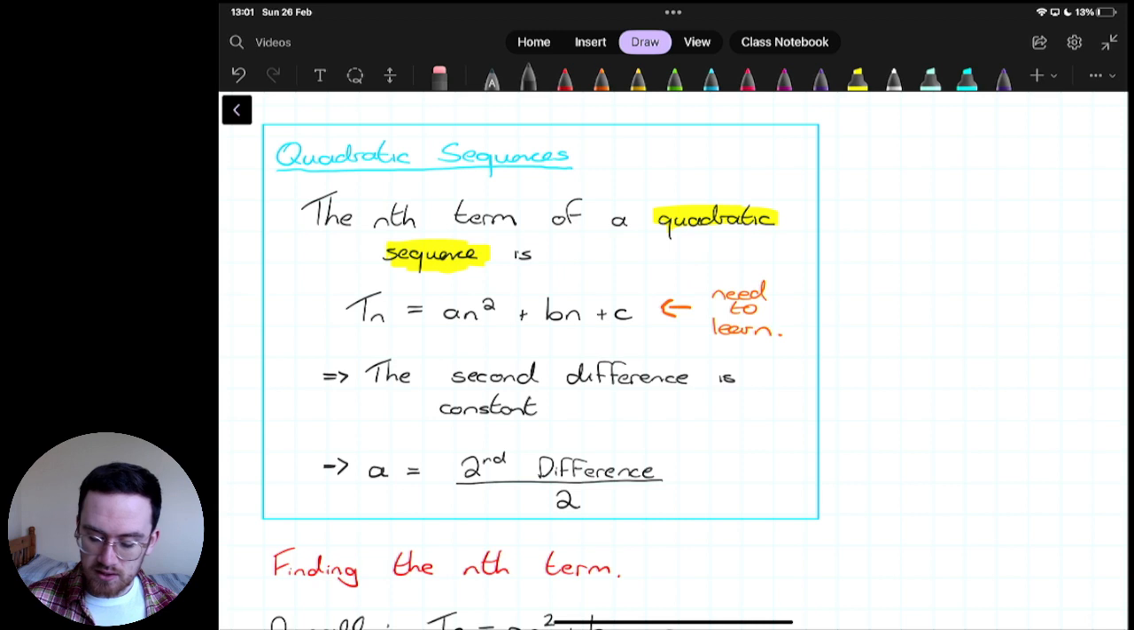The other key thing to remember is that the a in this term is the second difference divided by 2. In the previous ones, a was maybe the first term. With this section, a is the second difference divided by 2. And we have already said that for a quadratic sequence, the second difference is constant.